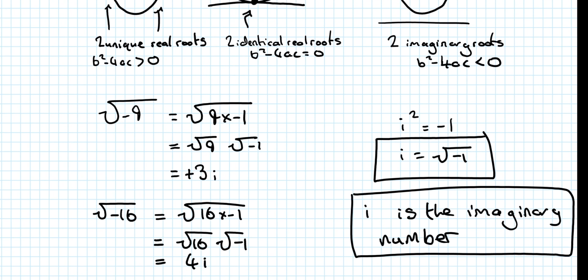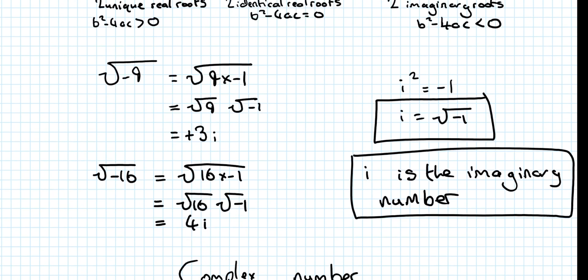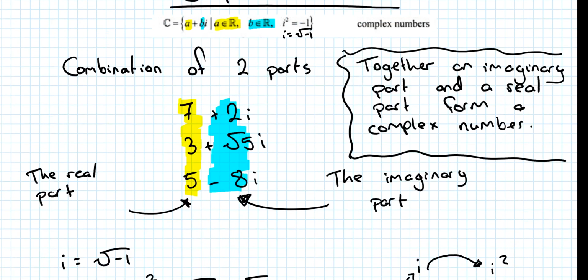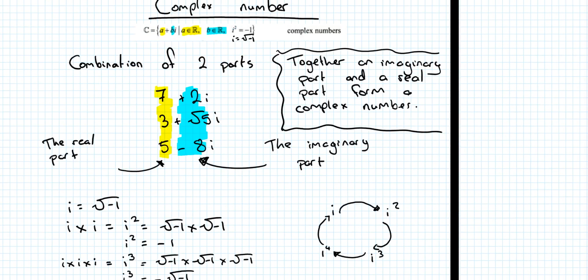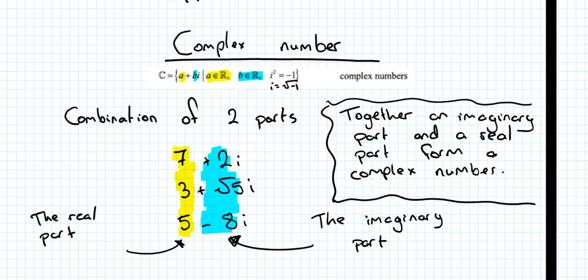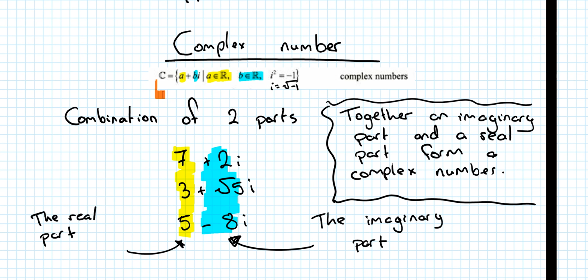So then, well, we haven't talked about complex numbers yet. So that builds on to what a complex number is. A complex number is a combination. So this is from the log tables. A complex number is a plus bi, where a is an element of the real numbers and b is an element of the real numbers. i squared is equal to minus 1, which implies that i is equal to the square root of minus 1.